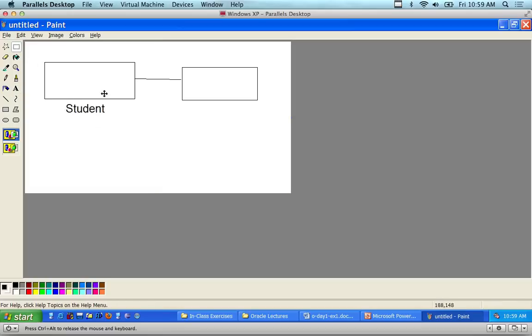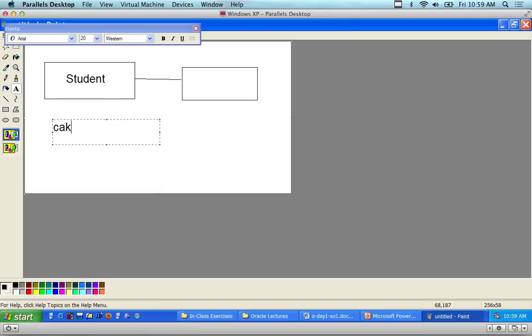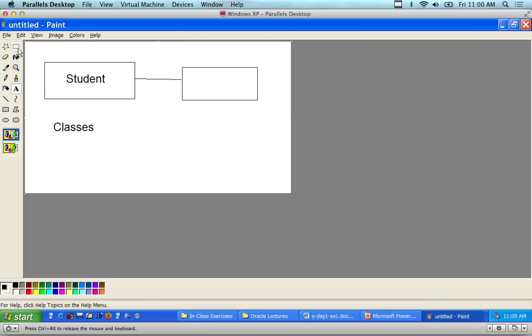And I put student in this box over here. And then I come over here and type classes, and I put classes over here. And then the hard part here is defining, well, what is the relationship between these two? It's going to be takes or has, so this is usually described by one word. This is the entity. This is another entity, another word. And then we're going to describe the relationship.